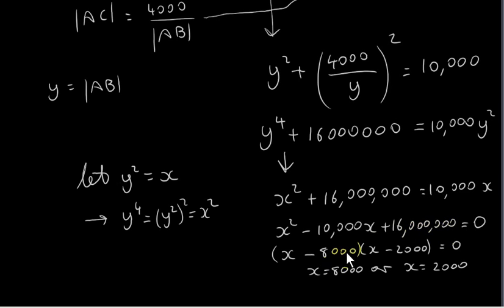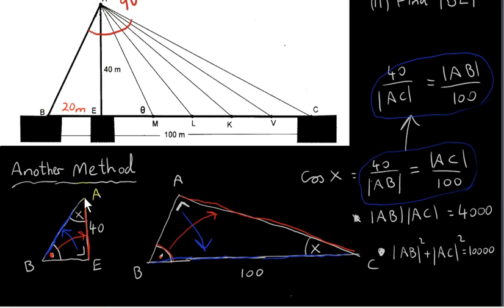We get the factors of 16 million. They are minus 8,000 and minus 2,000. These factors work out. So we get two solutions for x. So x, remember, is y squared. So y is got by getting the square root of x. So we have two solutions. Either y is the square root of 8,000 or y is the square root of 2,000. Remember, y is equal to AB. So let's go back to the diagram. So y is AB. So we can either have the square root of 2,000 or the square root of 8,000 for AB.